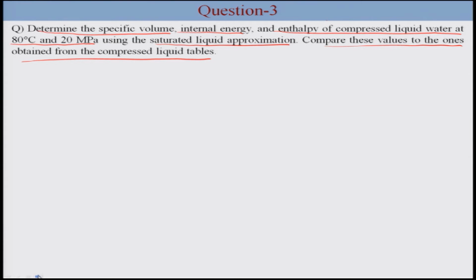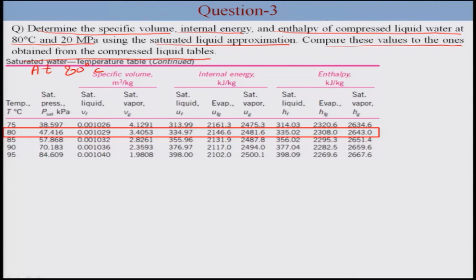Using saturated liquid approximation, the properties of compressed liquid can be approximated as the properties of liquid at the given temperature. At 80 degree Celsius, from the saturated water table, we see the specific volume Vf is equal to 0.001029 meter cube per kg.